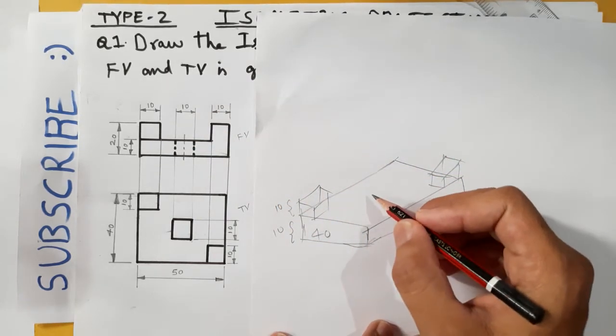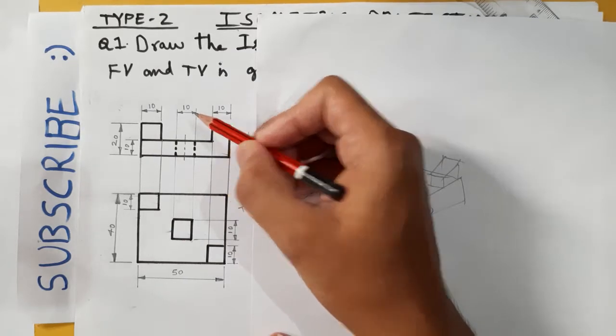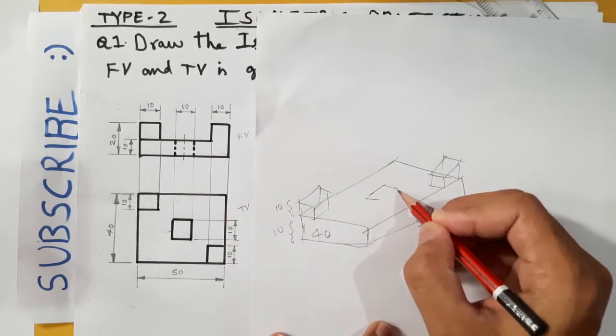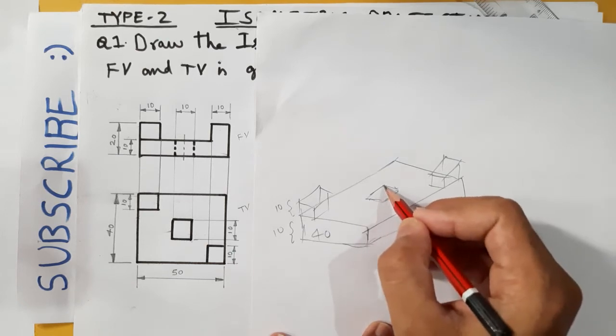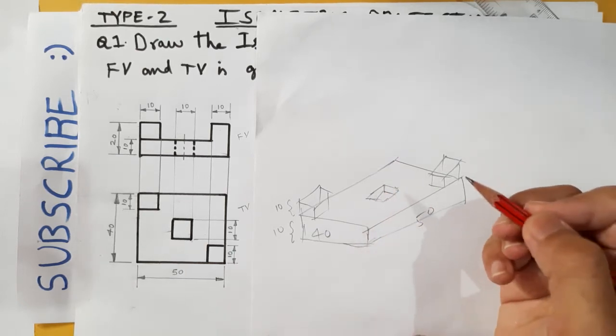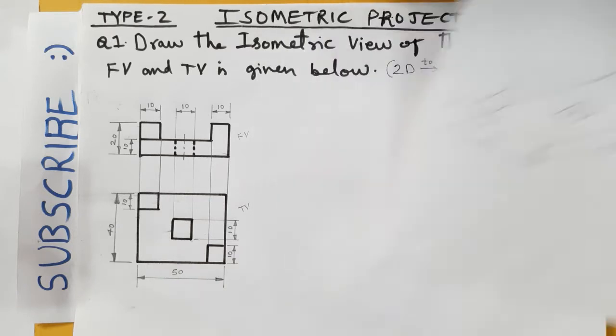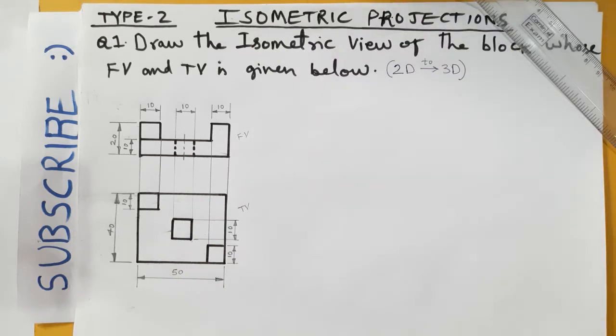So the hole we will draw here. By measurement it is 10 by 10. All measurements have been given. So like this the hole comes. The rough diagram somewhat looks like this. This is the 3D image, this is the 2D front view and top view. Now we will make the fair diagram for this.